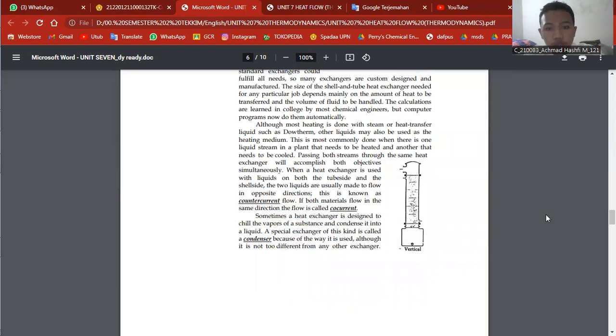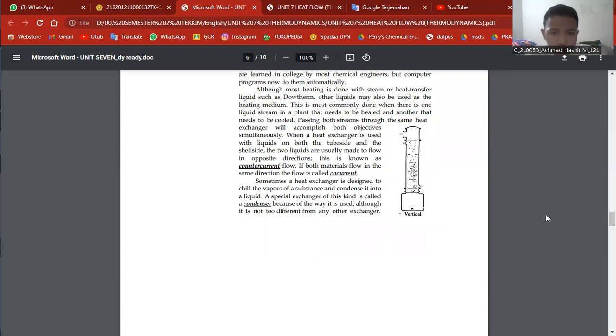Although most heating is done with steam or heat transfer liquids such as Therminol, other liquids may also be used as the heating medium. This is most commonly done when there is one liquid stream in a plant that needs to be heated and another that needs to be cooled. Passing both streams through the same heat exchanger will accomplish both objectives simultaneously.